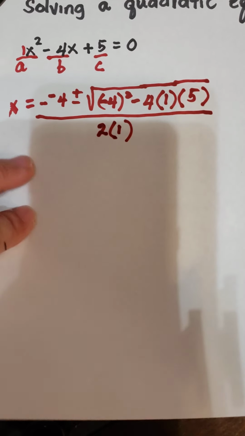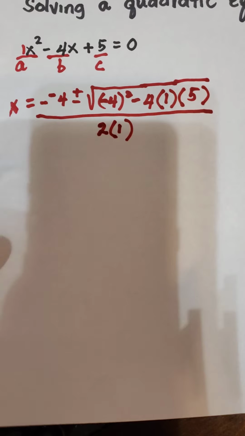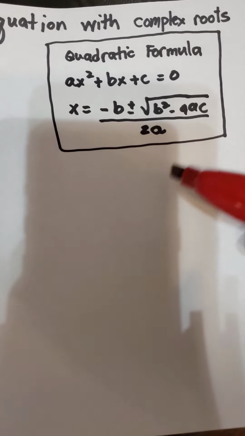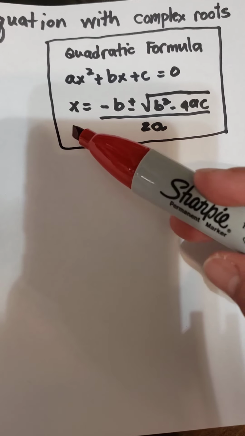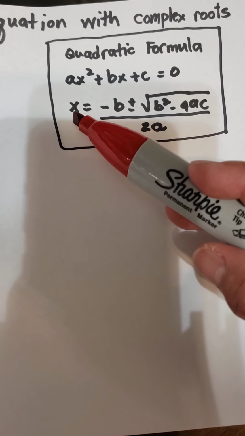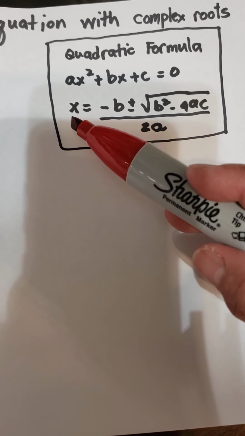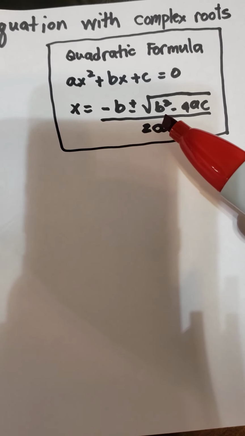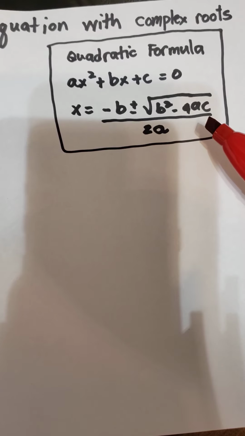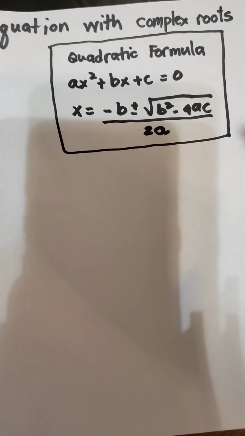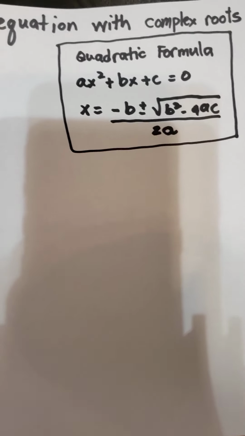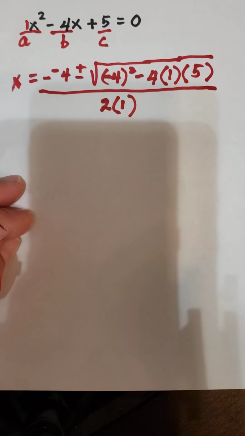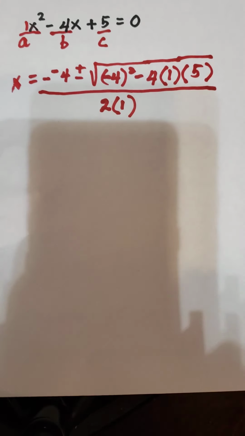I know you didn't see the quadratic formula over here. Let's go back over here. We're using this formula right here to find the value of our roots. x equals negative b plus and minus square root of b squared minus 4ac all over 2a. Now after you substitute all the values, we are going to simplify.